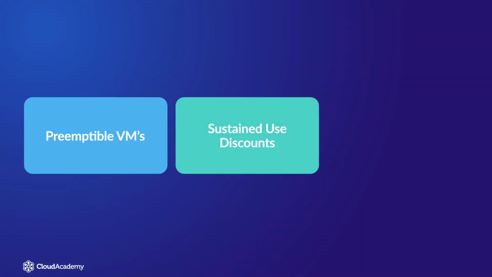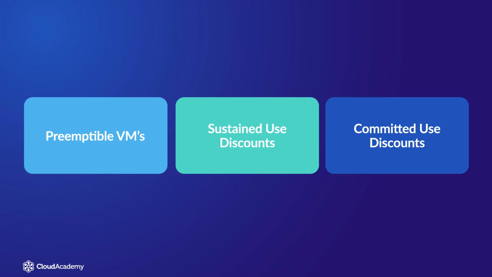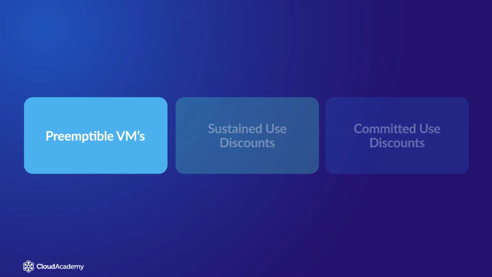So with this combination, with preemptible VMs, with sustained use discounts, with committed use discounts, you have 3 really good ways to save money on GCP. Consider your workload to identify which is best for you. Do you only need compute instances for very, very small periods of time? If so, definitely go with the preemptible VMs.